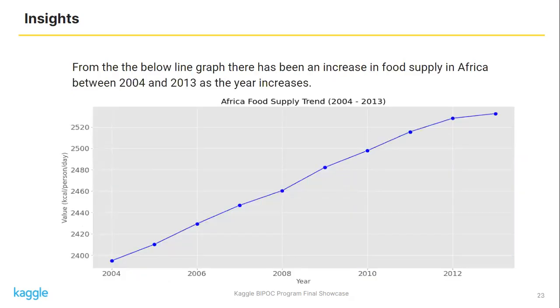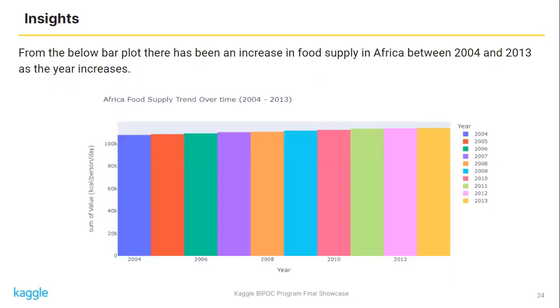From the line graph below, you can see that there has been an increase in food supply in Africa between 2004 and 2030 as the year increases. This is another graphical representation of the incline of food production in Africa. As we can see in the bar chart, there has been a steady increase of food supply in Africa between 2004 and 2013.